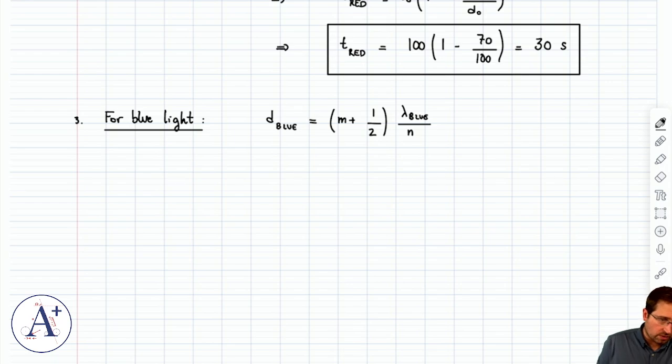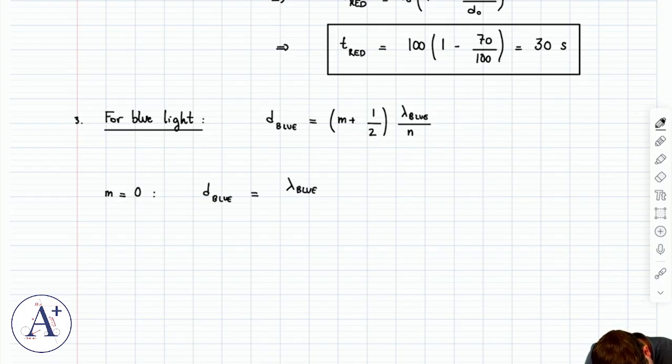Now, if you write this, nobody's going to question you. Obviously, this is the beauty of variables. The only difference is I swapped out lambda. So d blue is just the same formula as before. Instead of lambda red, we have lambda blue. That's all. And so for m equal to 0, which is the smallest acceptable value, we're going to get d blue is equal to lambda blue divided by, no, I forgot one thing here. There's a 2 there, my bad. Divided by 4n, there we go, that's right.